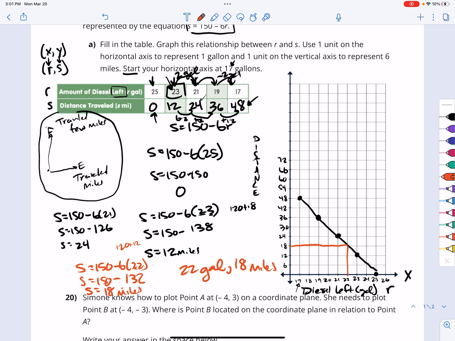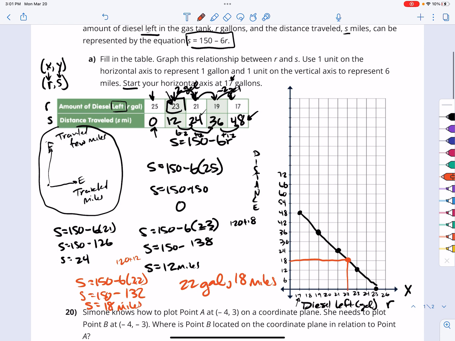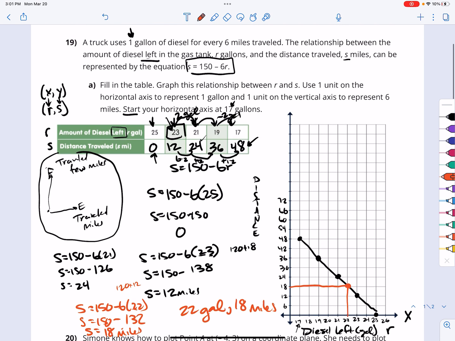We could use our graph to plot that and check it, and we could use our equation to solve that as well. The number one thing you need to remember when solving problems like this is if they give you an equation and some values in the table, you can use substitution to get your points that you can then plot.